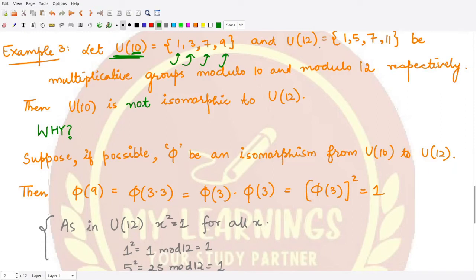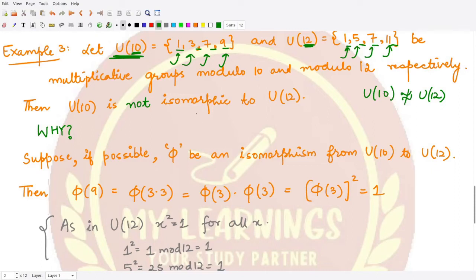And then we are taking the multiplicative group modulo 12. So we are considering all the numbers which are relatively prime to 12 here. Therefore we can take the number 1, the number 5, the number 7, and the number 11, right? Now we are saying this U10 is not isomorphic to U12. You might be thinking why this is so, because here also we have 4 elements and there also we have 4 elements, so they could be isomorphic to each other, but they are not. So let's see why this is so.